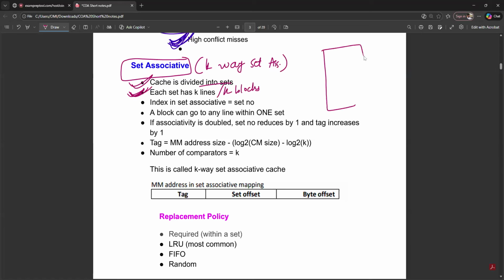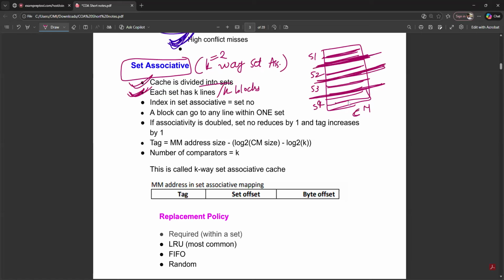Okay. So if this is your cache memory, the cache is divided into sets, and each set has k blocks. Let's say k equals 2. So this is one set, it contains two blocks. Then this is another set, it contains two blocks, and another set, it also contains two blocks. Okay. Now we have divided our blocks into sets, so the cache memory is divided into sets.